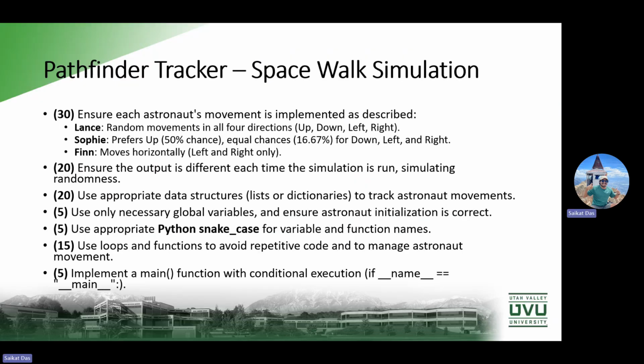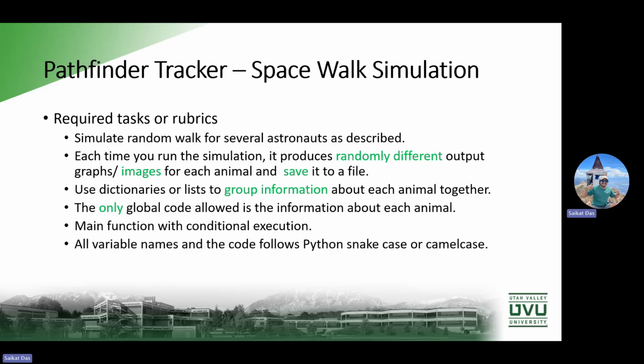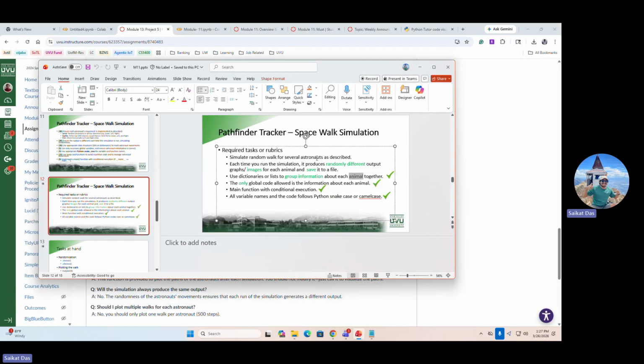So this is the rubric that I just mentioned. What you need to do: simulate the random walk for several astronauts as described. Each time you run the simulation, it produces randomly different output images for each astronaut, not animal. The previous project was random animal walk, so I haven't changed it yet. An astronaut is not an animal. So it should be astronaut, and save it to a file. Use dictionaries or lists to group the information, and you can use that dictionary or list as a global variable in this particular project. The only global code allowed is the information about each astronaut. I should change it to astronaut.